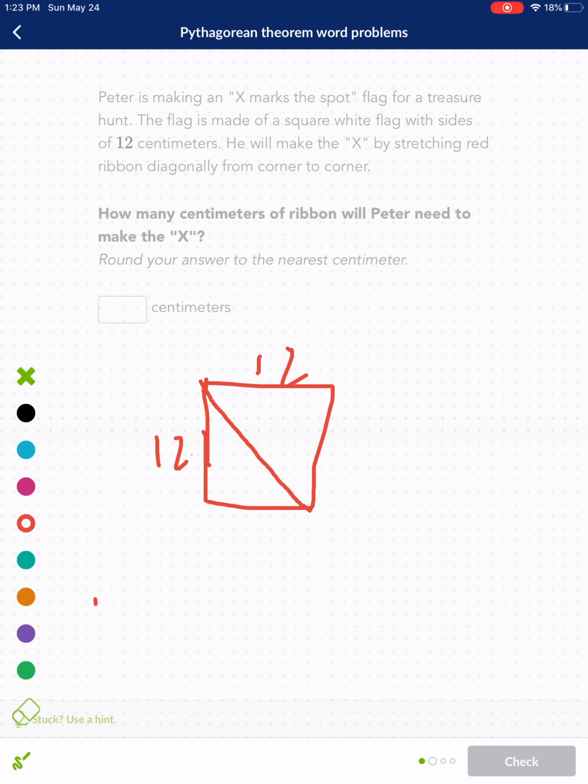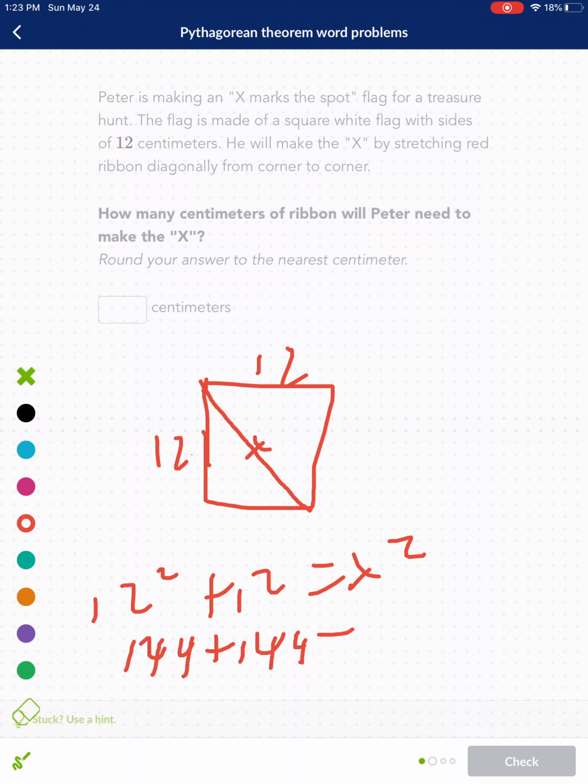So we know we have 12 squared plus 12 squared, and we're trying to figure out this equals X squared. So we know 12 squared is 144, so that's 144 plus 144 equals X squared. 144 plus 144 is 288. Square root of 288 is about 17. Okay? But we're making an X.